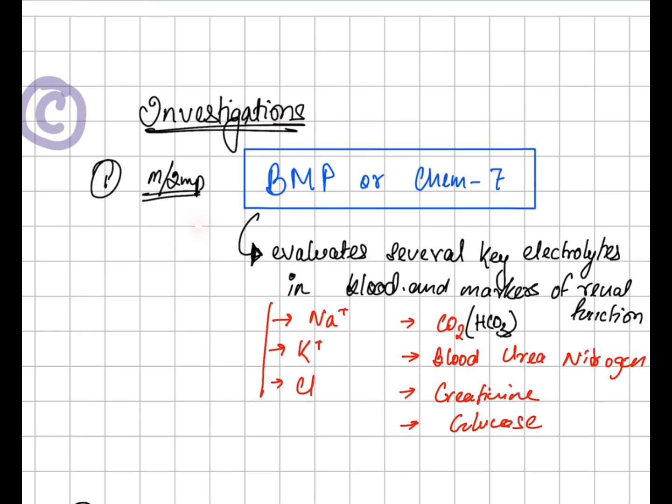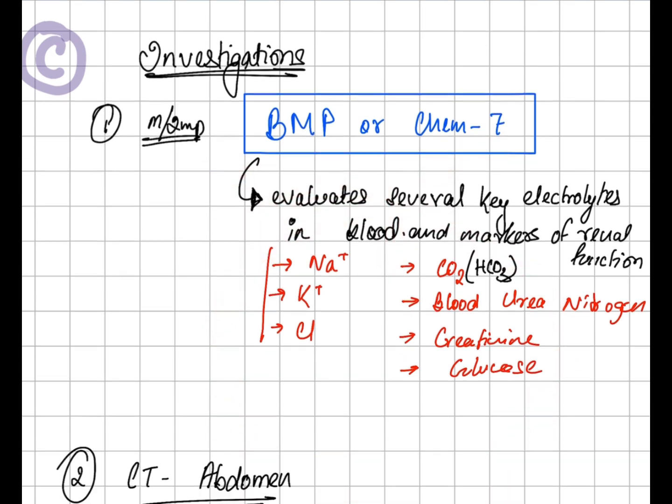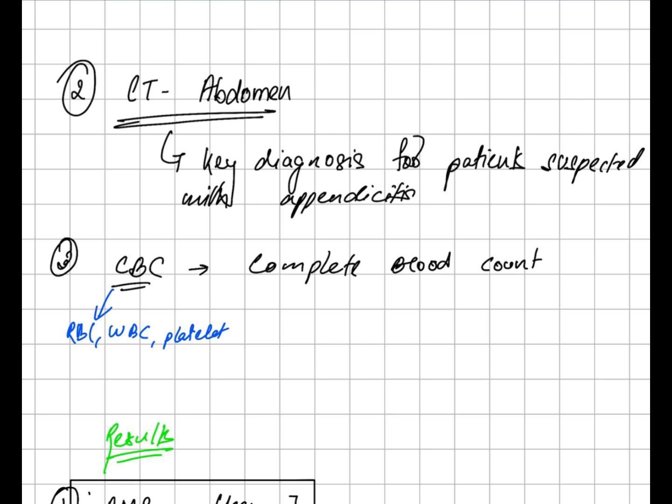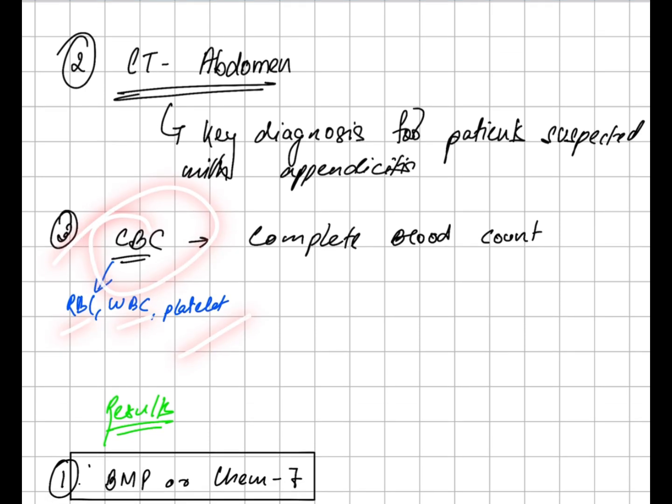Why will we do BMP or chemistry 7? Because to check all the 7 vital electrolytes. CT abdomen is a must as it is related to the abdomen, and complete blood count to check the RBC, WBC and platelets. Now after doing this, what results do we get for this patient? Always remember, we are approaching the diagnosis for this patient.